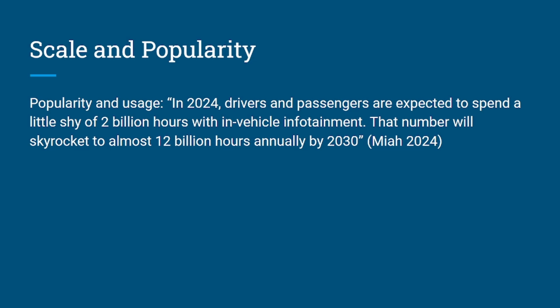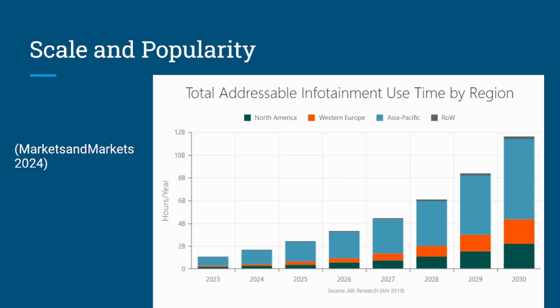Let's talk about scale and popularity of car infotainment as an industry. In 2024, this is a quote, drivers and passengers are expected to spend around 2 billion hours with in-vehicle infotainment, and that should skyrocket. So this is an exponential expectation. So that's the usage. A lot of people are using it, and we can actually view the time that people are using it depending on the region.